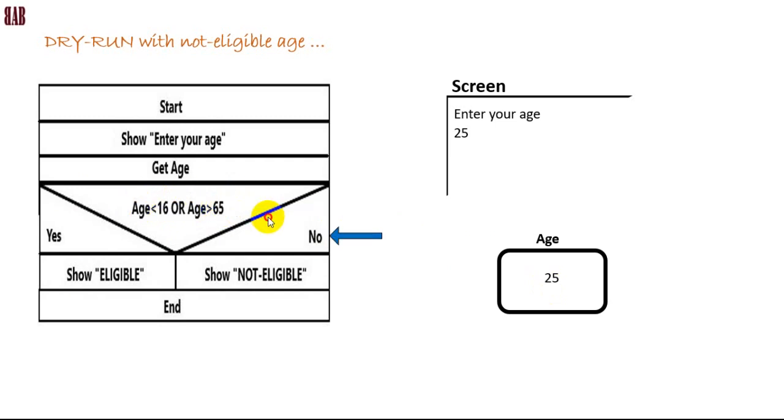So you go to the no side and say not eligible. 25 is not eligible. Fine, that's fine. 25 shouldn't be eligible. Eligibility should be for only people below 16 and above 65, according to our NS chart, right? That's what is asked of us to do. So this is fine. Now let's do another one, 65, and see.